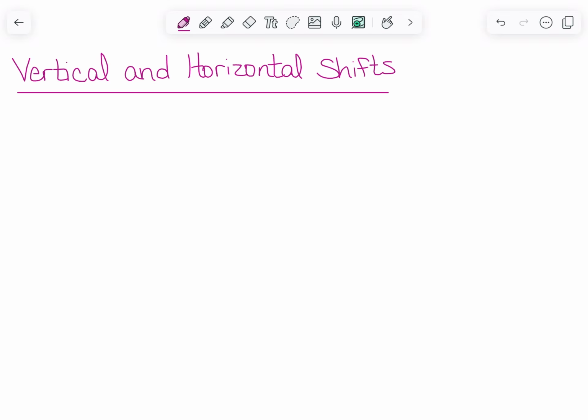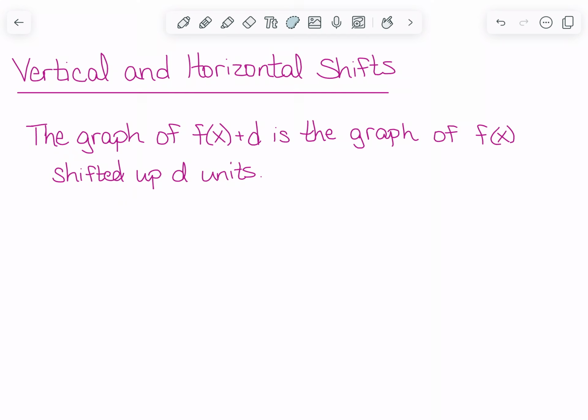Look at how we can take a graph and move it either horizontally or vertically in a shift. So let's suppose we have the graph of some function, we'll call that f of x. And let's start by looking at vertical shifts, shifting up and down. The graph of f of x plus d, where d is some number, is the graph of f of x that's shifted up by d units. So adding a number to the end of the function will shift the graph up by that number of units.